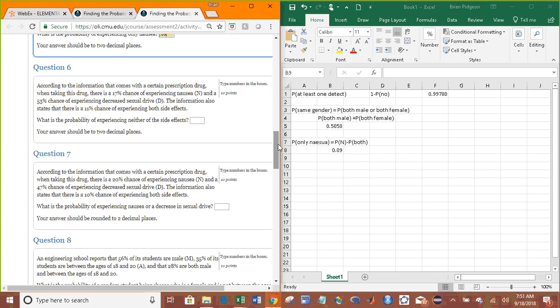According to the information that comes with a certain prescription drug, when taking this drug, there is a 17% chance of experiencing nausea and a 53% chance of experiencing decreased sexual drive. There's also an 11% chance of experiencing both. What is the probability of experiencing neither of these side effects? Well, neither of these side effects means that we don't want nausea, nor do we want, so no nausea.